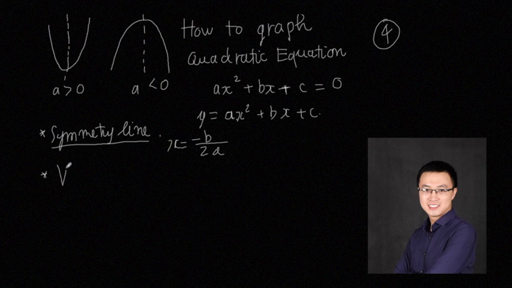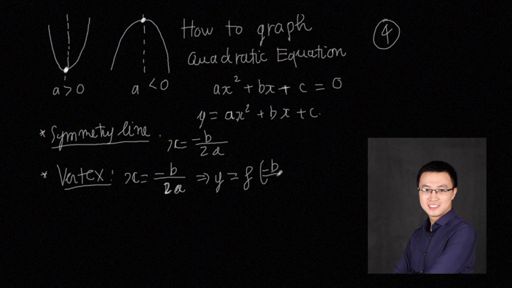After that you will find the vertex. How can you find the vertex? The vertex is the maximum point or minimum point in the parabola. Because the maximum point and minimum point also pass through the symmetry line, we can easily find the vertex by substituting x equal to minus b divided by 2a into the function and finding y. Or I can write it as f of minus b over 2a.